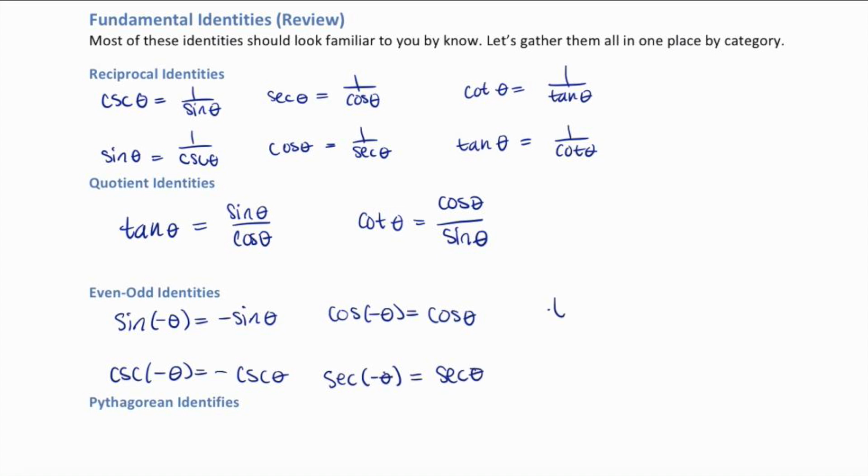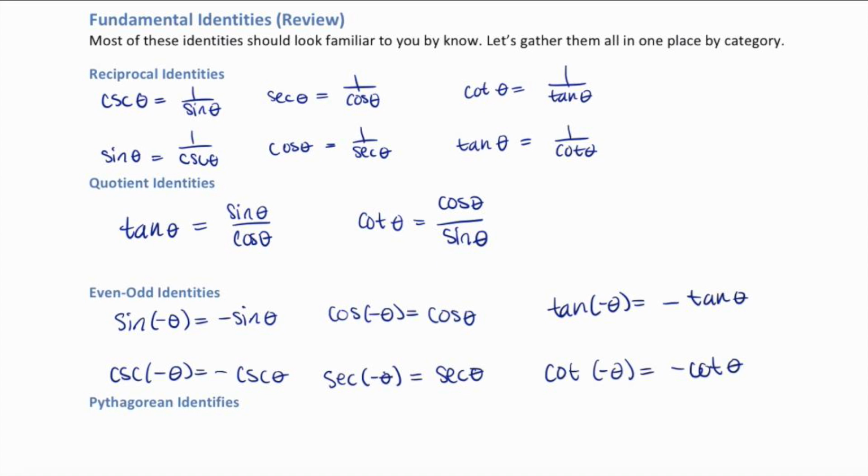Finally, we have tangent of negative theta is going to equal negative tangent of theta, since tangent is an odd function. And cotangent of negative theta equals negative cotangent theta.